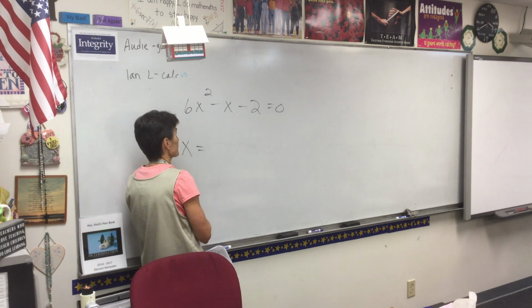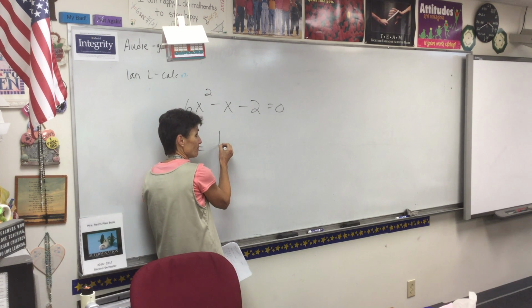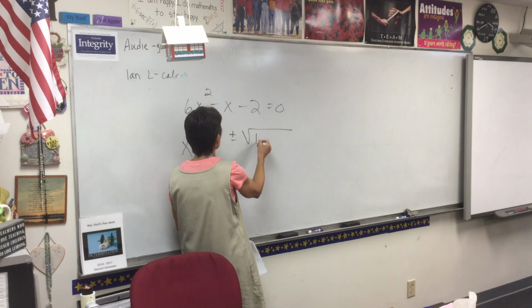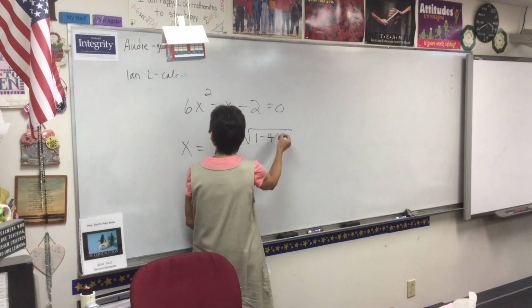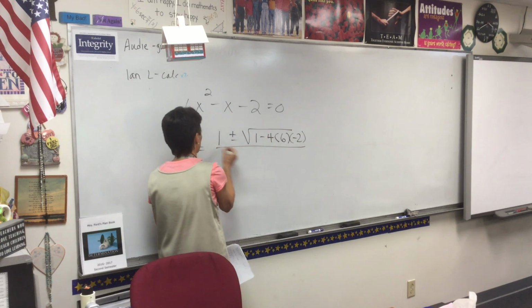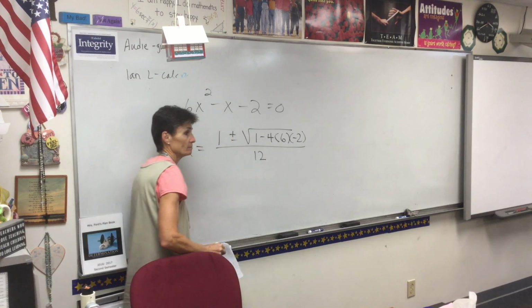But you know the quadratic formula will work. So x equals negative b plus or minus the square root of b squared minus 4ac, all over 2a.